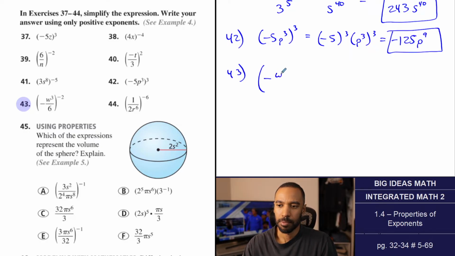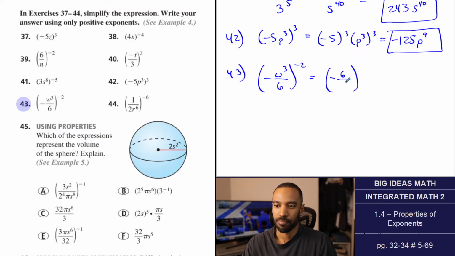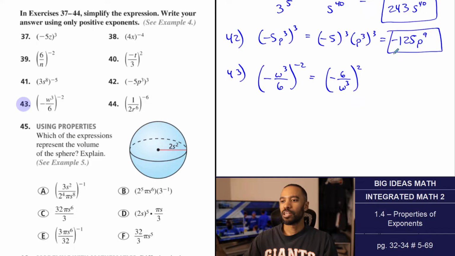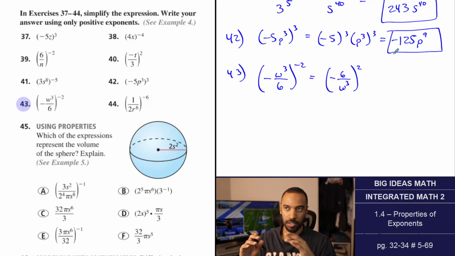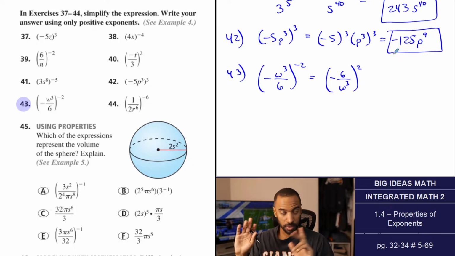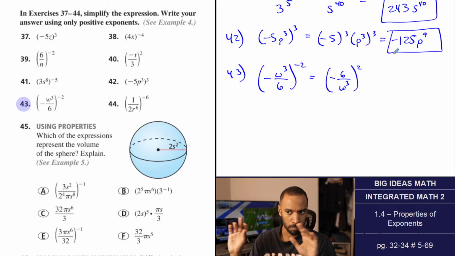Number 43. Negative w cubed over 6 to the negative second power. Let's treat the negative exponent positive and flip this fraction. Negative 6 over w cubed to the positive second power. As we square this whole thing, you might ask where the negative goes to. Does the negative go to both the numerator and denominator? Does it just go to one? Does it apply to the fraction? Ultimately, we're going to square it anyway, so that part shouldn't matter.